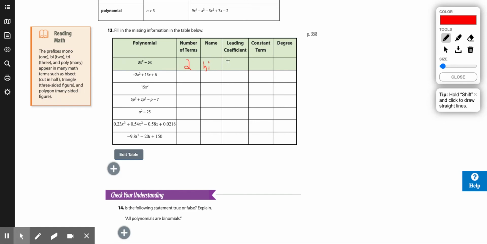Binomial. The leading coefficient, that's the one in front, and we put them in order, that's going to be 3. 3 is the coefficient of the one in front, the highest degree. All right, the constant term, 0. It's not there, so we're just adding zeros. And then the degree is 2. That's the highest exponent.